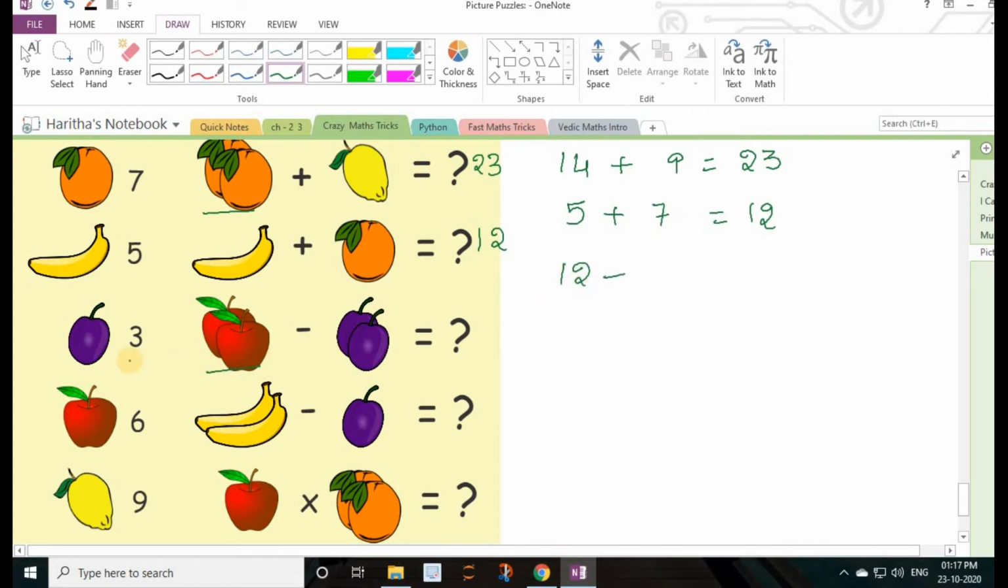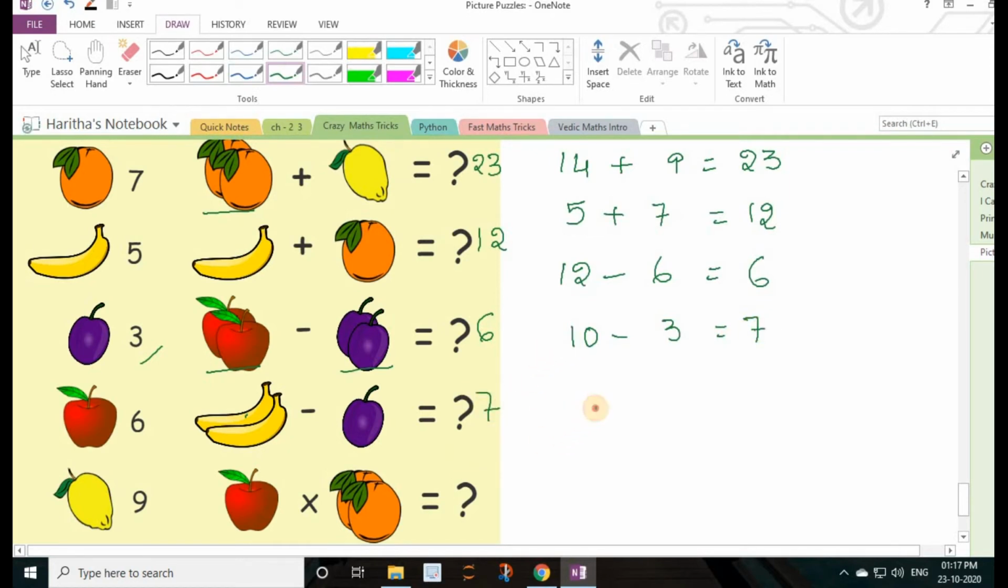Minus 1 cherry is 3, and here 2 cherries are there. 2 3s are 6. 12 minus 6, how much? Yes, 6. So here the answer is 6. 1 banana is 5 and here 2 bananas are there. So 2 5s are 10, minus cherry is 3, is 7.